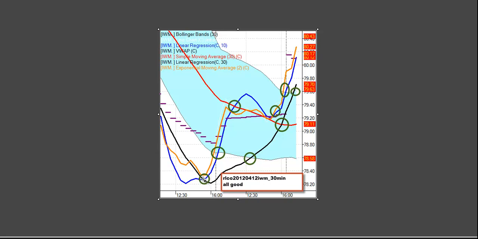Now let's look at the regression line 30 period. And again, this is 30 minutes. I like how nice and smooth this is. Crossover occurs here. Slow regression enters the river, goes right through the Bollinger Band mean, and now leaves the river. This is the beginning of very favorable price action.